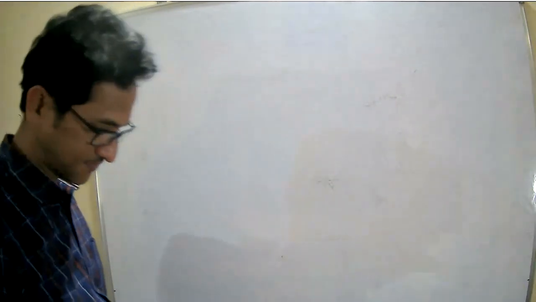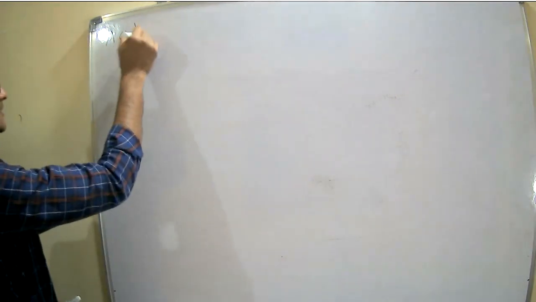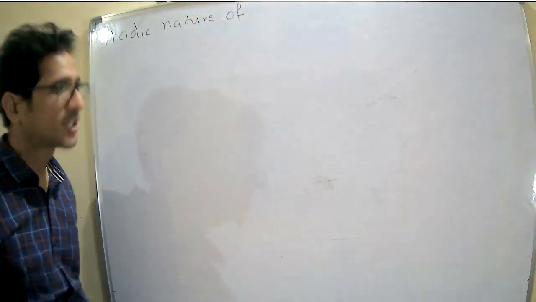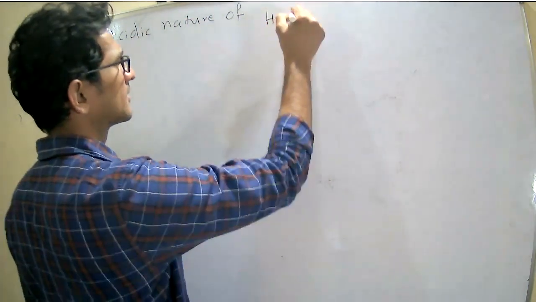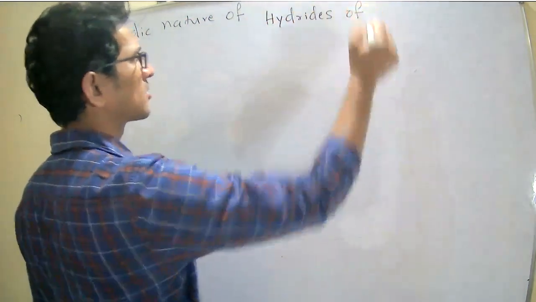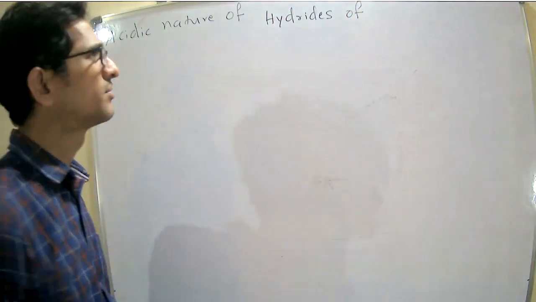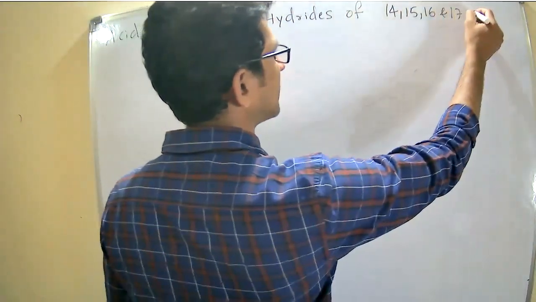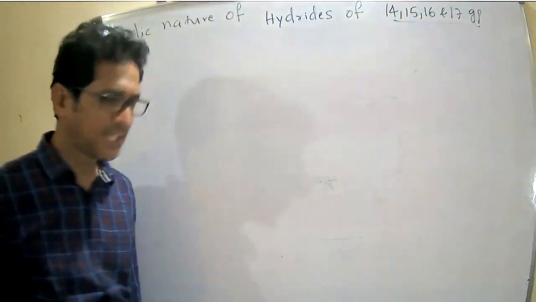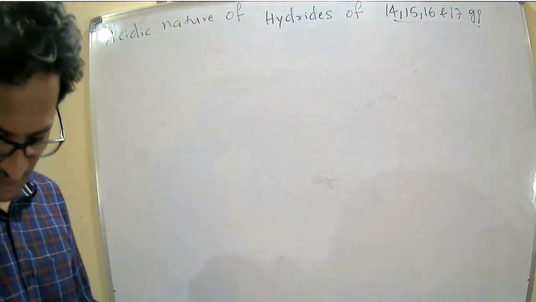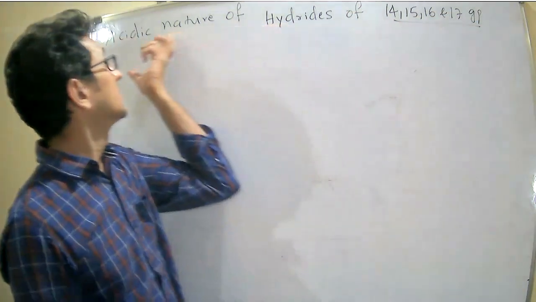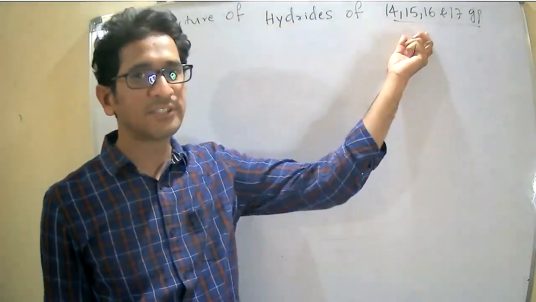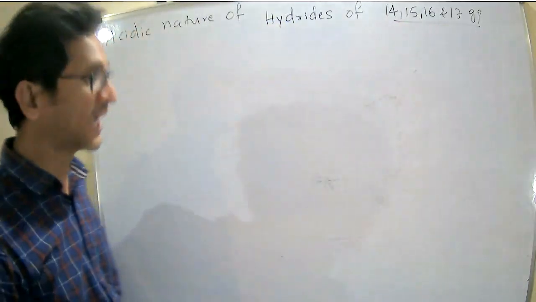Right. Next: the acidic nature of hydrides of group 14, 15, 16, and 17 elements.